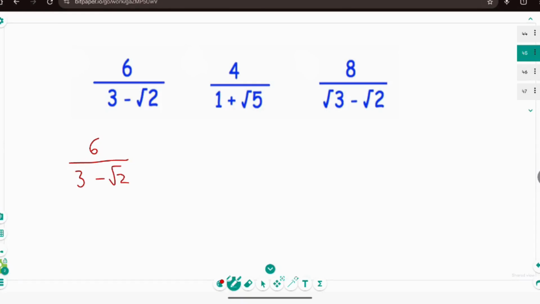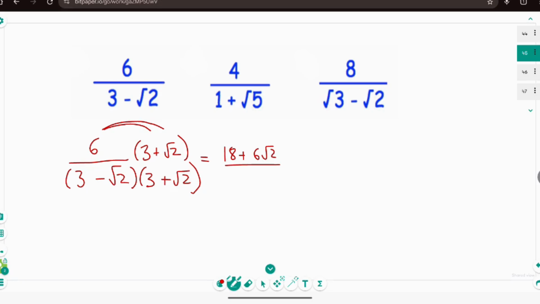The minus needs to be a plus. Everything else stays the same. Because I've multiplied the denominator by 3 plus root 2, I also need to multiply the numerator. Numerator, 6 times 3, 18. 6 times root 2, 6 root 2.